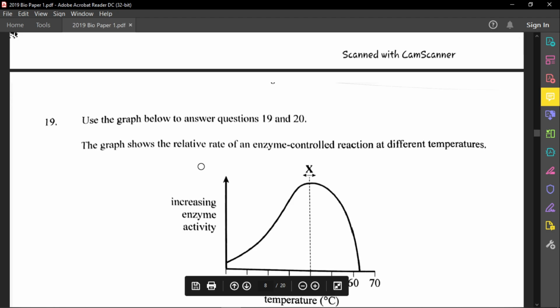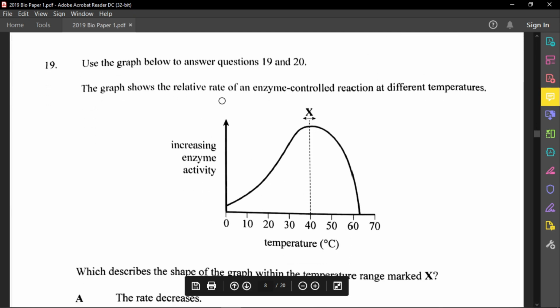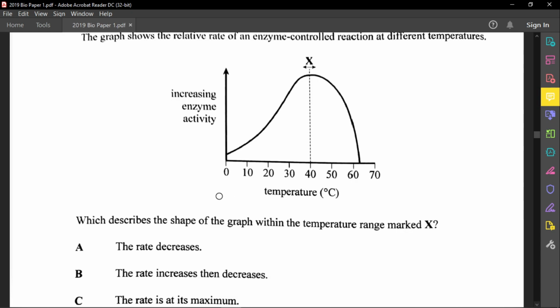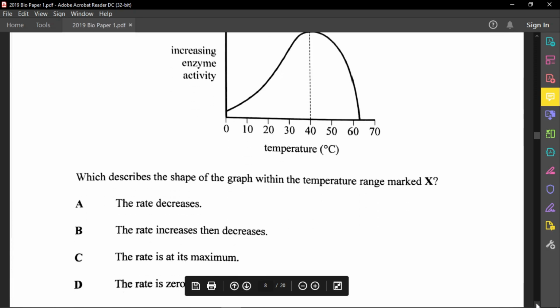For question number 19, let's go into it real quick. We use the graph below to answer questions 19 and 20. They say the graph shows the relative rate of an enzyme-controlled reaction at different temperatures. We have increasing enzyme activity on the y-axis and temperature on the x-axis. It asks which describes the shape of the graph within the temperature range marked X. X is the highest point, which means there you have the maximum rate of reaction, or the optimal temperature. So this will be our correct answer, option C.